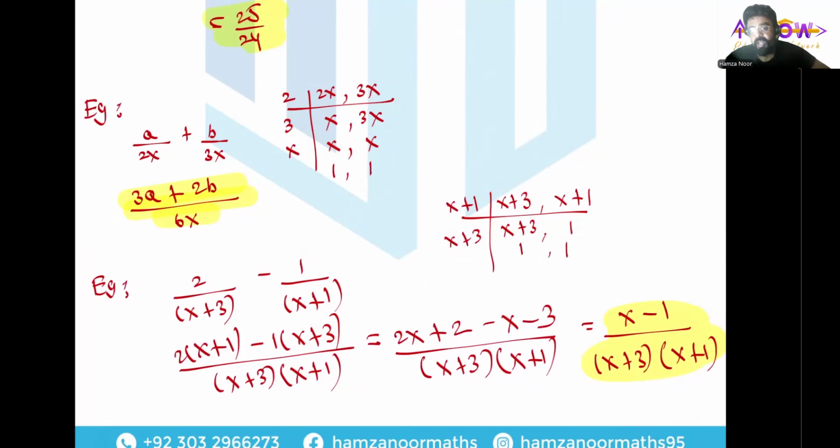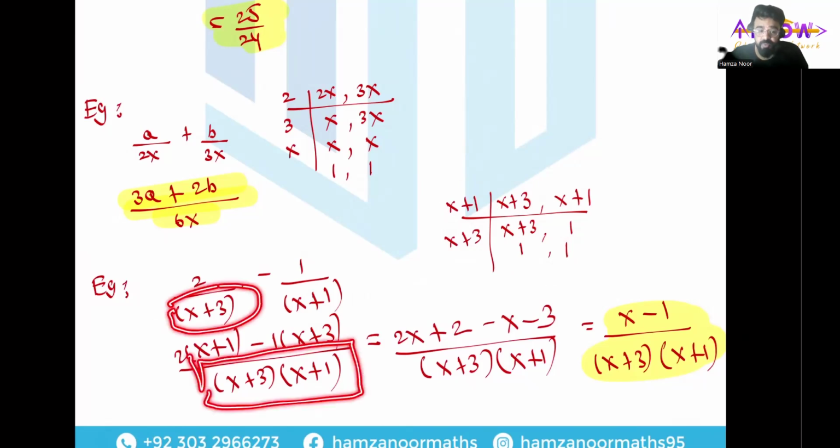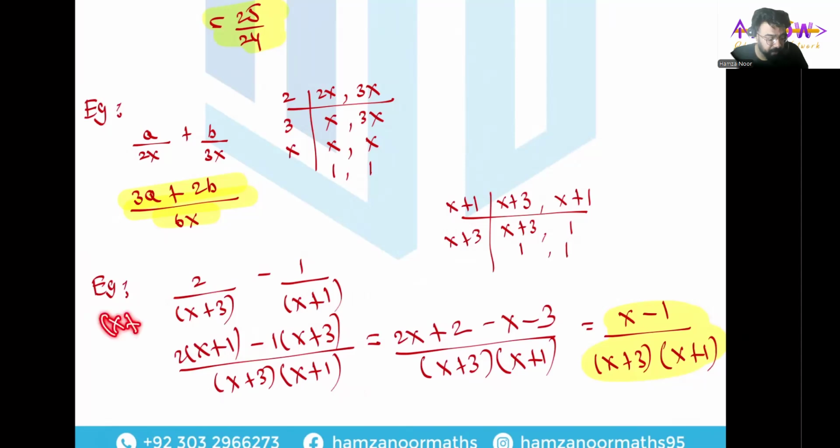All right. So LCM is going to be x plus 1 into x plus 3, or you can just simply say x plus 3 multiplied by x plus 1. All right. So now you need to ask yourself by what term you need to multiply x plus 3 in order to give you x plus 3 multiplied by x plus 1. Obviously, you need to multiply it with x plus 1. So the numerator of this fraction will also be multiplied by x plus 1.